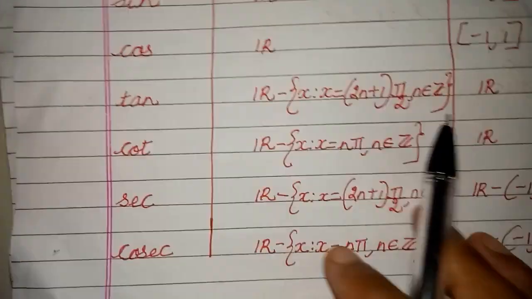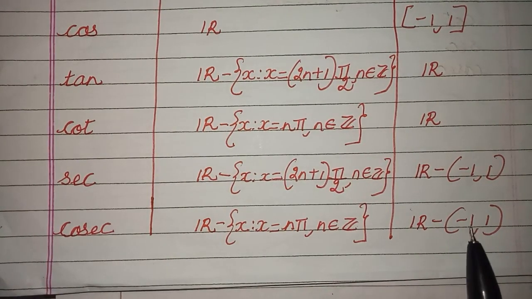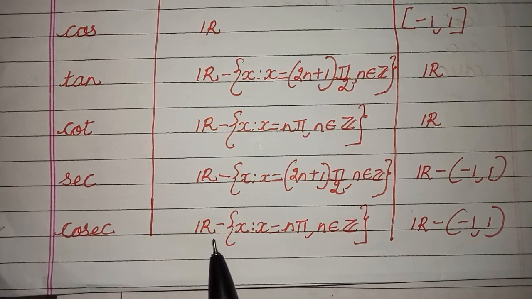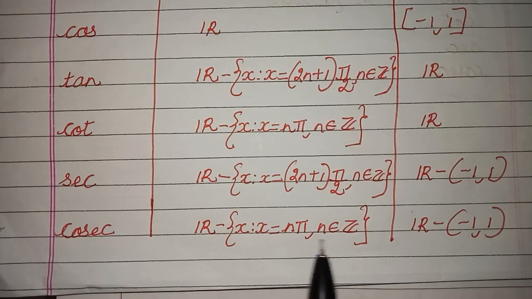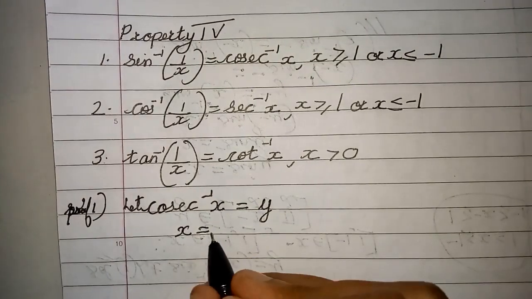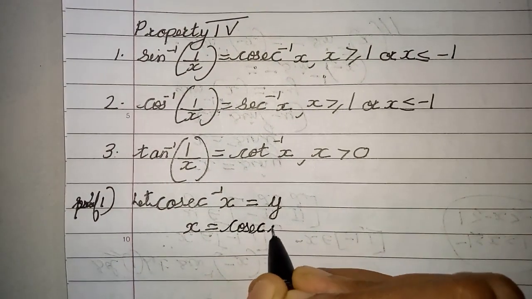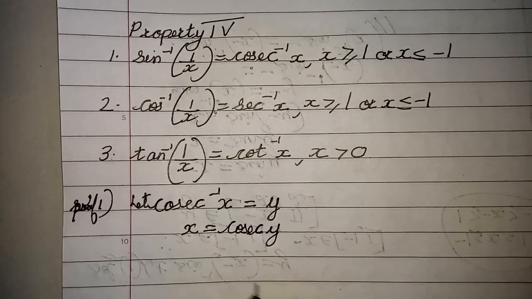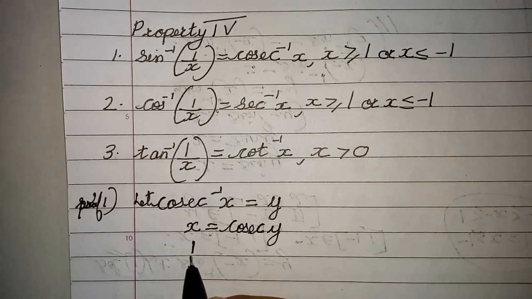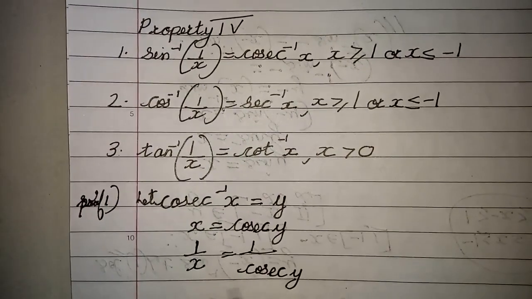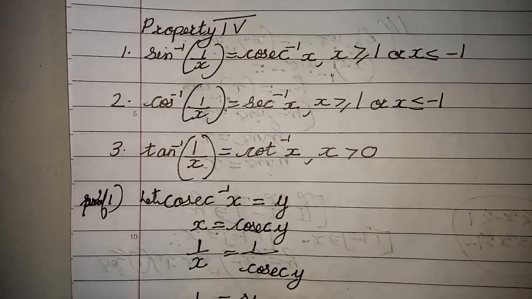See here, what is the range of cosec here? R minus the open interval minus 1 to 1. Your cosec will be defined for all real numbers except n pi, because your sine becomes 0 in the denominator for cosec, right? Cosec is 1 by sine. So I can write it as x equal to cosec of y. Now children, what will be 1 by x? 1 by x will be 1 by cosec y. So 1 by x will be equal to sin y.